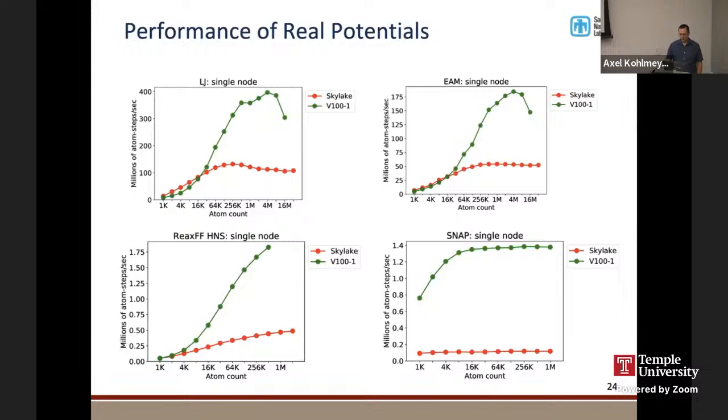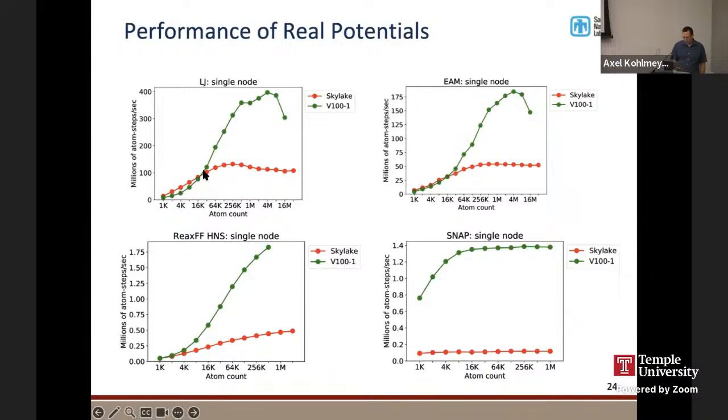Okay, so here are some performance plots of real potentials in LAMMPS. So the green curve is an NVIDIA V100 GPU, and then the red curve is an Intel Skylake CPU with 36 cores. These are a little bit older, but it just kind of gives you a sense of the performance. So the y-axis is performance in million atom steps per second, so higher is better. And then this is on a single node or a single GPU, and this is increasing atom count.